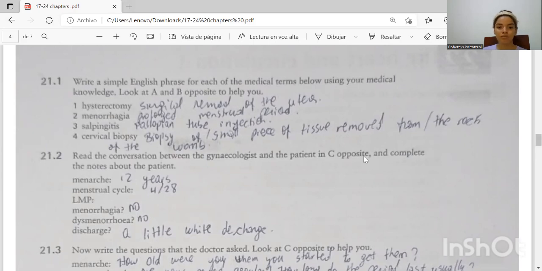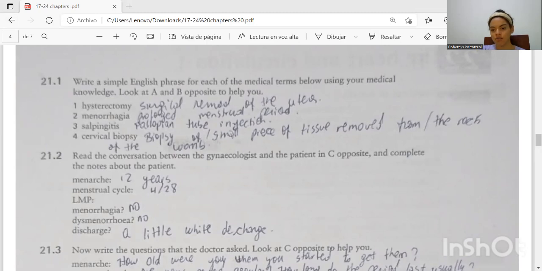Look at A and B opposite to help you. Number 1. Hysterectomy: surgical removal of the uterus. Number 2. Menorrhea: heavy menstrual period. Number 3. Salpingitis: fallopian tube infection. Number 4. Cervical biopsy: biopsy of a small piece of tissue removed from the root of the womb.